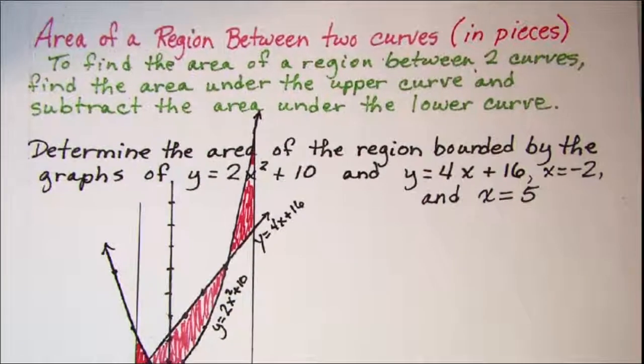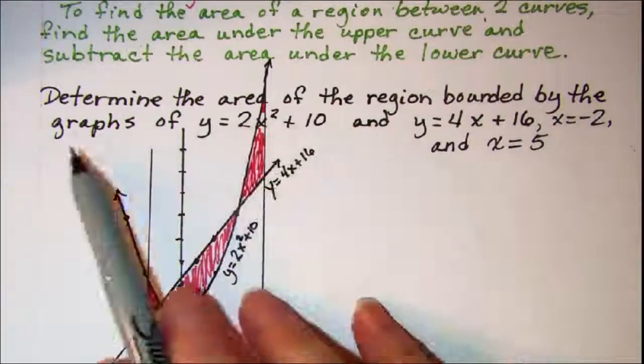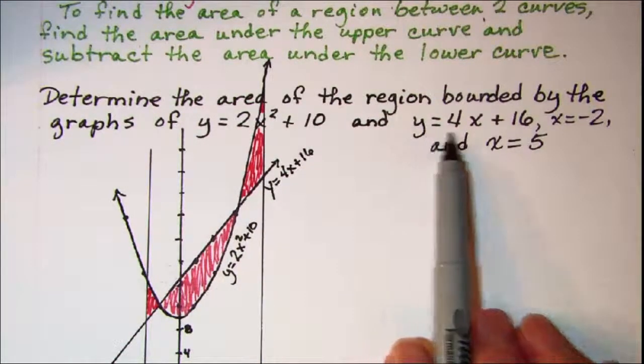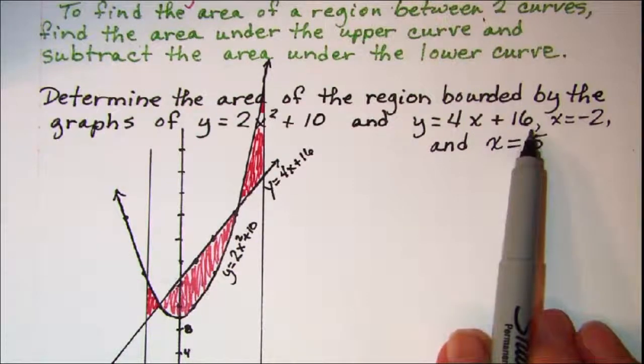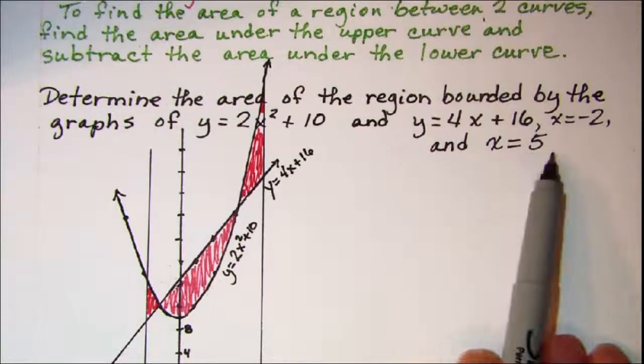The problem that we'll be working on is to determine the area of the region bounded by the graphs of y equal 2x squared plus 10 and y equal 4x plus 16, x equal -2, and x equal 5.